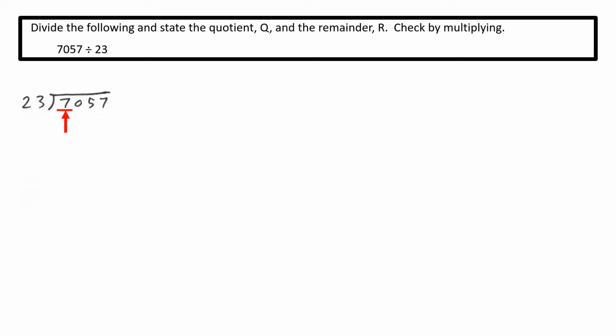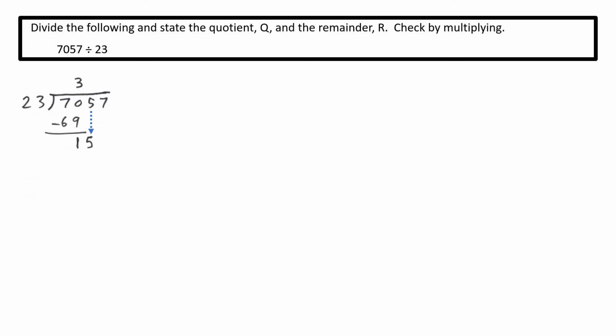Well, it doesn't, so we move on and we look at the two digits. How many times does 23 go into 70? It goes in there 3 times, so now we multiply. 3 times 23 is 69. So we write that below the 70 and subtract. We then bring down the next digit, which is 5.